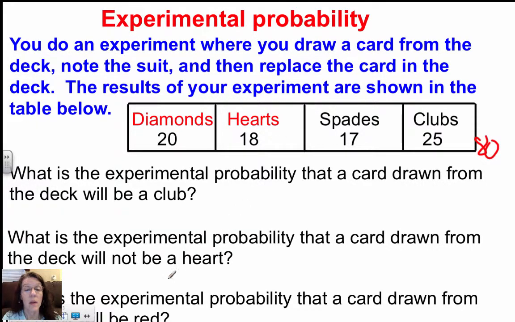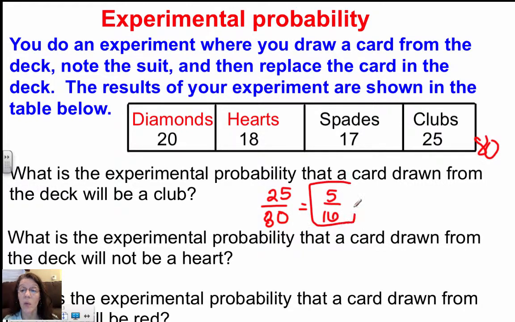All right. So we want to know, what is the experimental probability that a card drawn from the deck will be a club? Well, how many clubs did we draw? 25 out of 80. So what's our probability? 25 out of 80. We can simplify that. 5 goes into both of those. 5/16, I believe. So that is the probability for this experiment that a card drawn was a club. It is not the theoretical probability. This is for this specific experiment only.